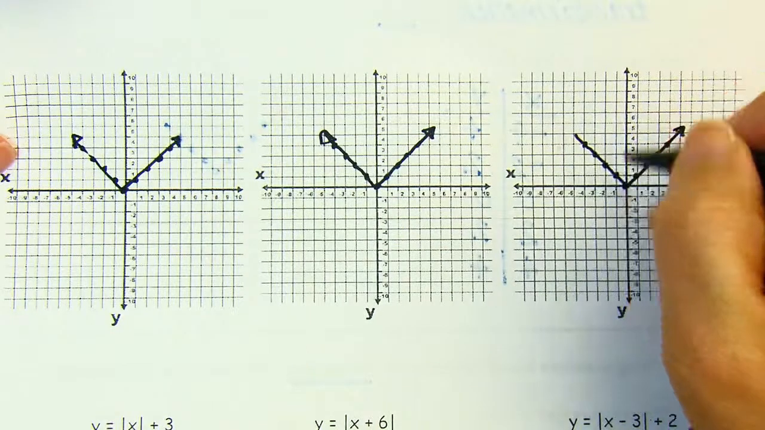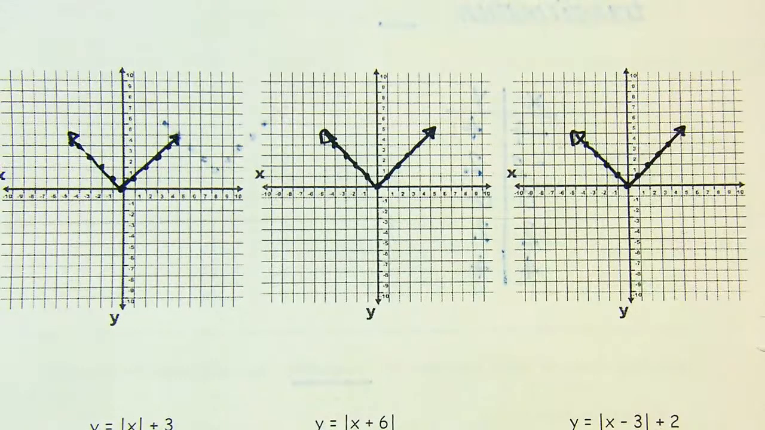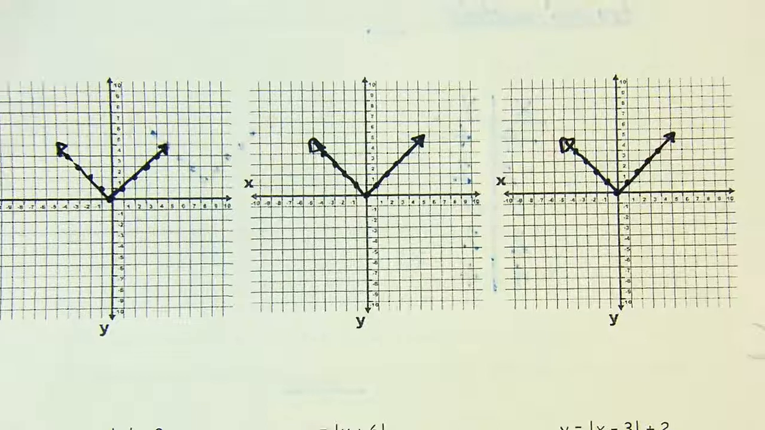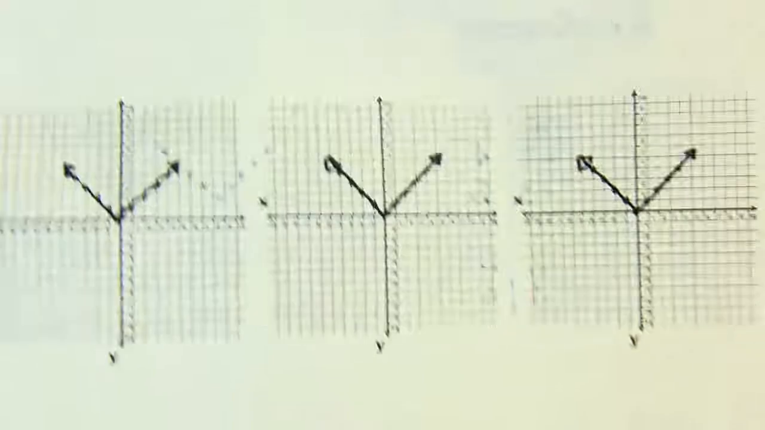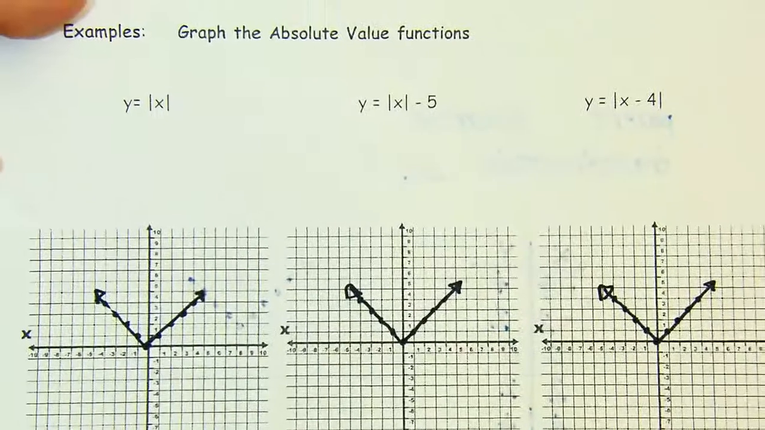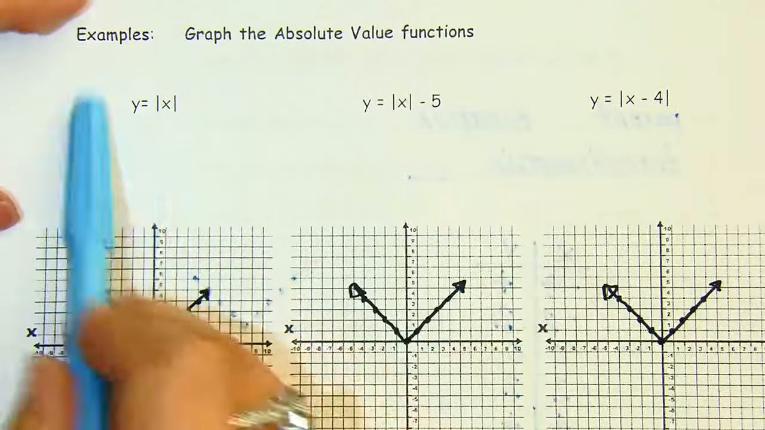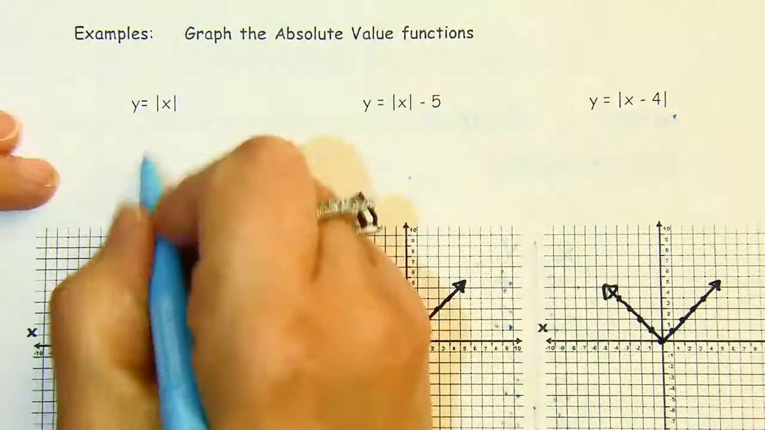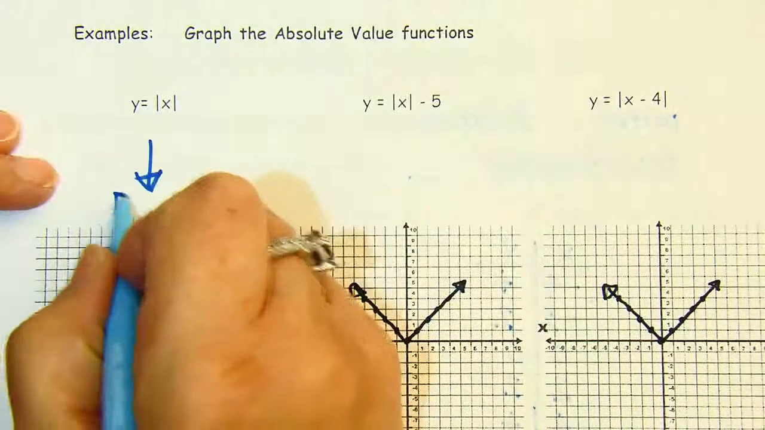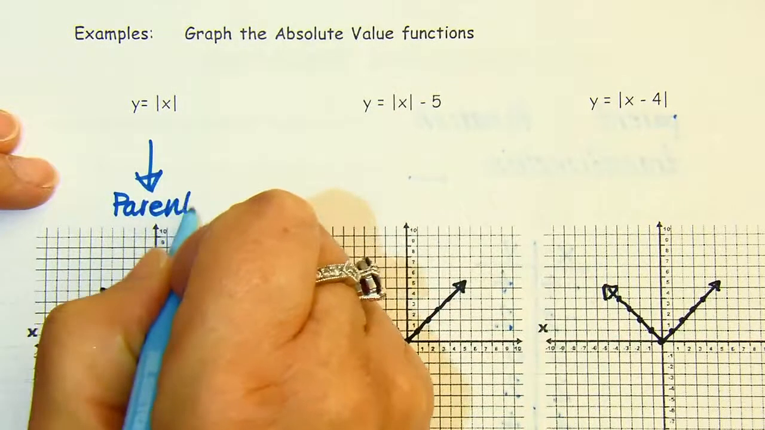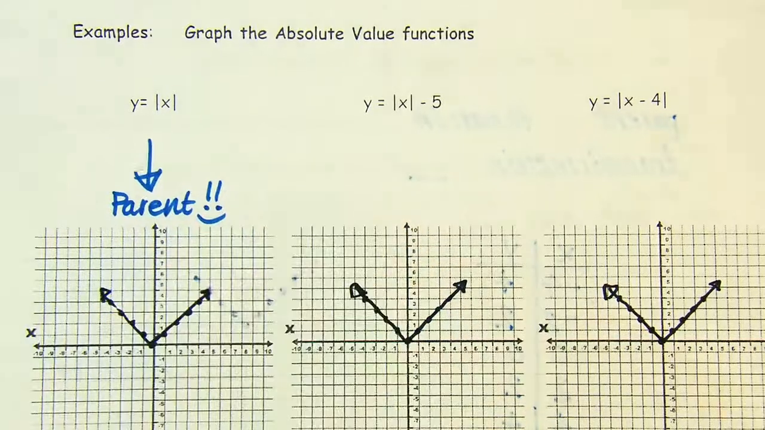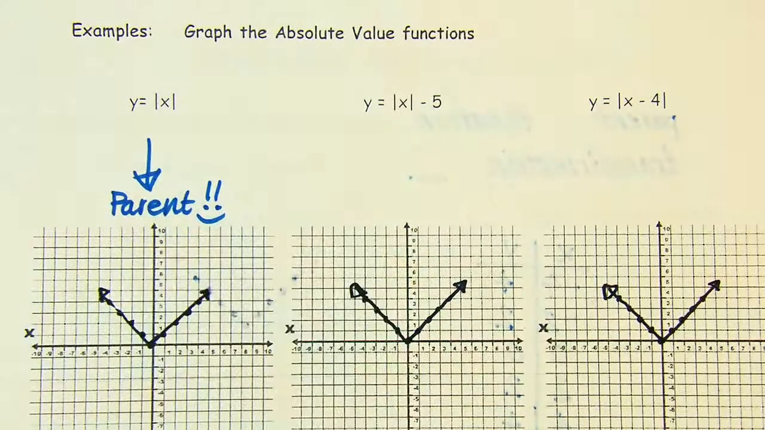Okay, let's look at the first one. Well, look at that. This is the parent function that they're asking me to graph. If I look here, this is the parent function. That's already graphed.